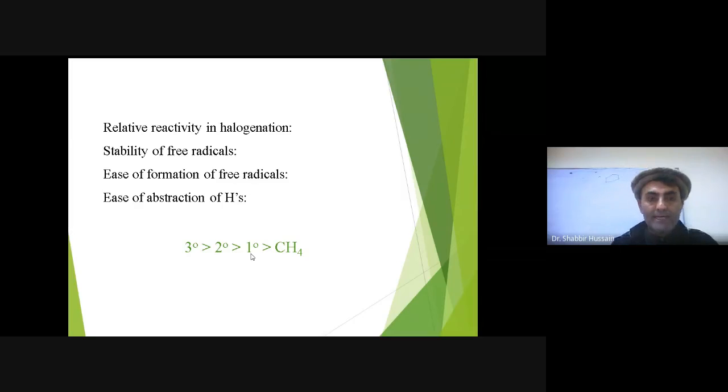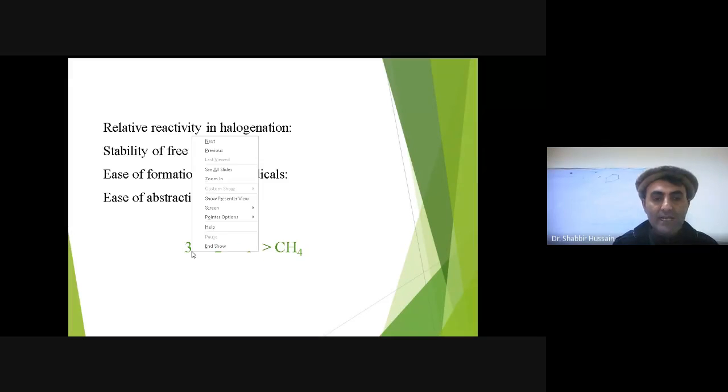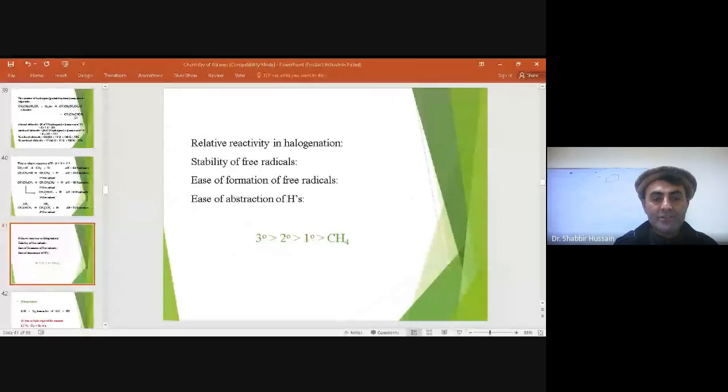So this is a common phenomenon or common order of free radicals. The tertiary one is more stable than secondary, than primary, and so on. So this is all about free radical reactions of alkanes, right?